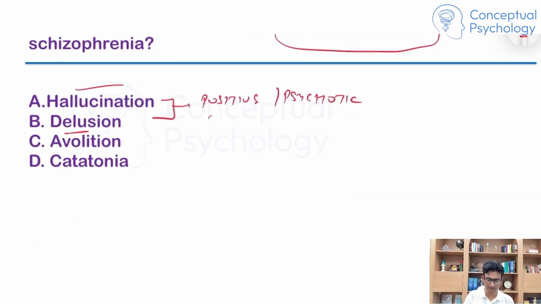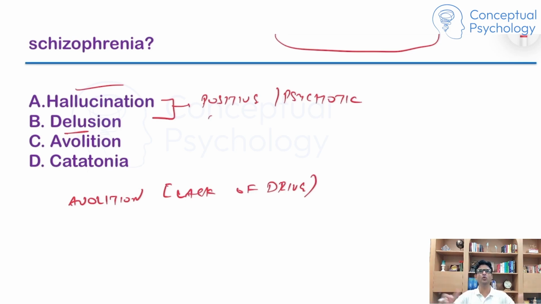So, what are the negative symptoms? We have avolition. What is the meaning of avolition? Lack of drive. The patient does not have the drive to do any meaningful activity. So in many levels schizophrenia develops avolition. The patient does not feel like studying, does not take a bath, does not maintain hygiene. Loss of drive for meaningful activity.